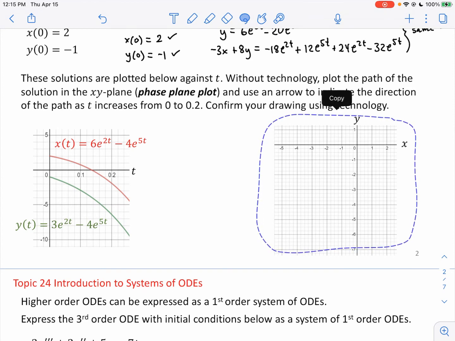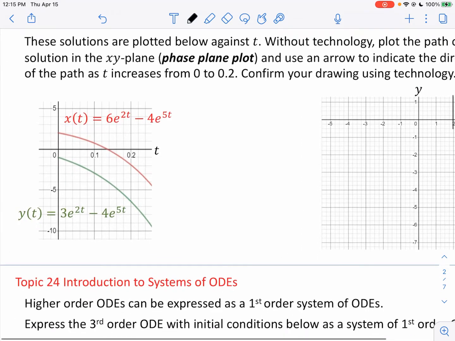x and y are both functions of t, but when you remove t from it and ask what the relationship between x and y is as t varies, we're going to get this phase plane plot. And we'll use technology to confirm. Okay, so by hand, first of all, I'm going to make a little table here in the middle that keeps track of t, x, and y.